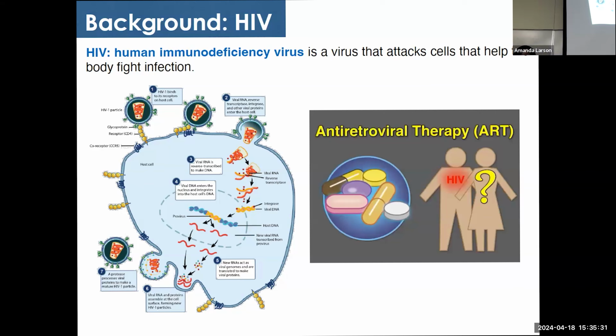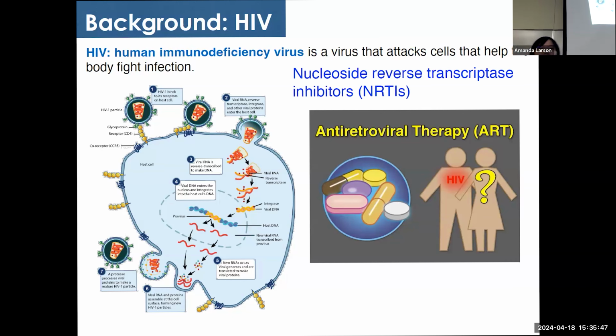Luckily for us, we have ART, antiretroviral therapy. The mechanism of ART is that it blocks this pathway. There are several steps of this infection pathway, and the drugs block certain steps. For example, there's one type of ART drug called NRTIs, nucleoside reverse transcriptase inhibitors. This specific drug class blocks the enzyme of this transcription step.